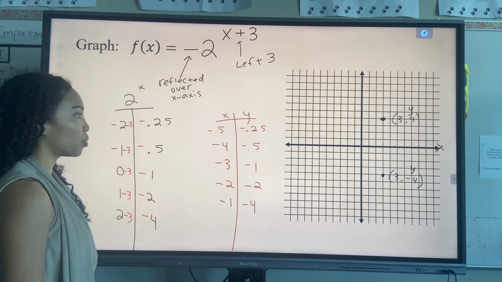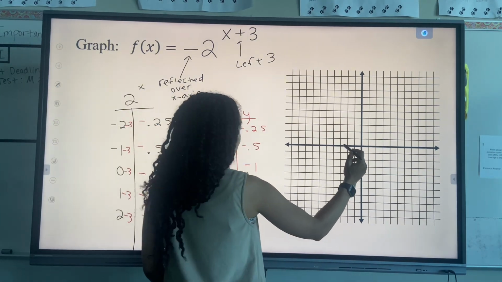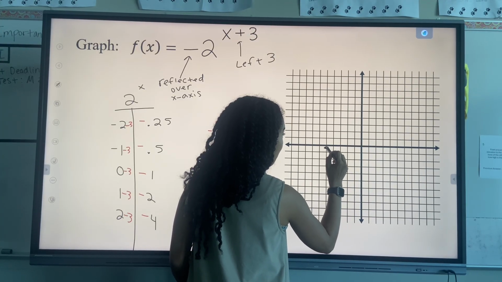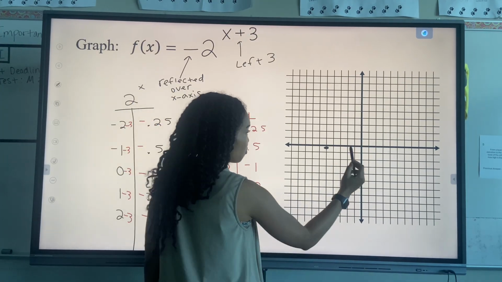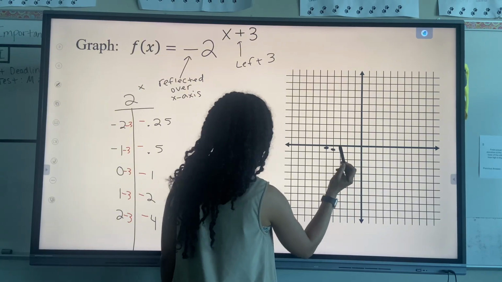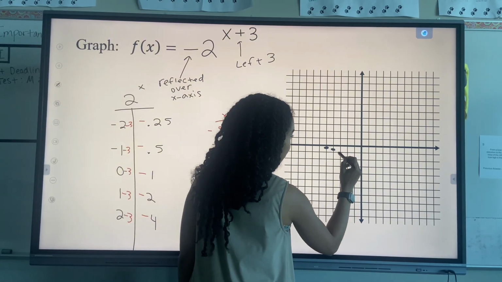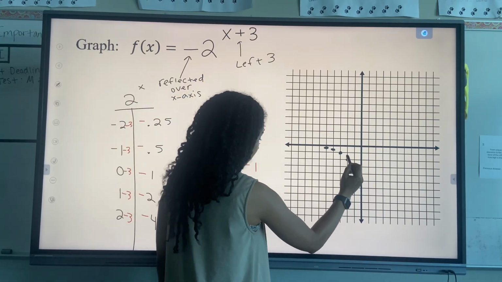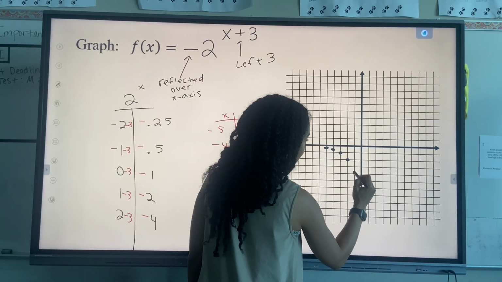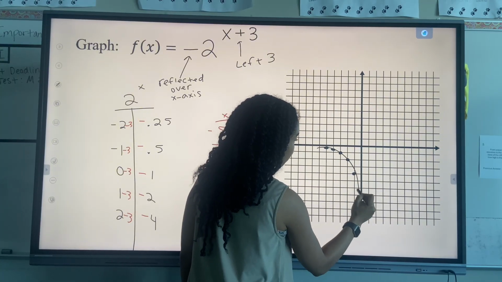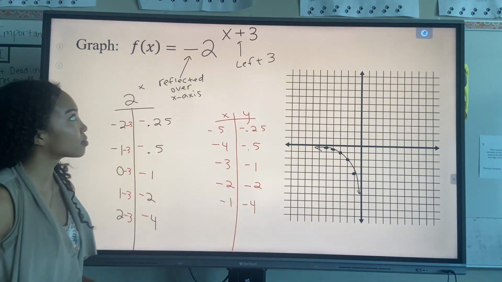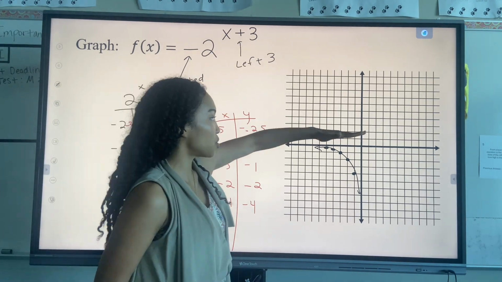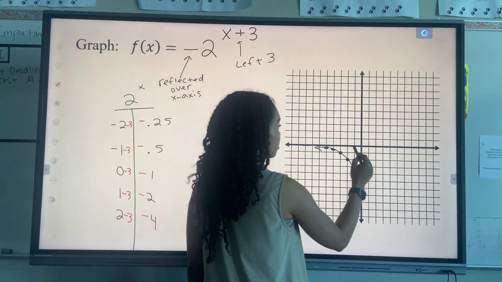And then we'll plot those points. So -5 and -0.25. -4, -0.5. -3, -1. -2, -2. -1, -4. Right, so that's your graph. And since it didn't move up or down, your asymptote's still at 0. So this is your asymptote.